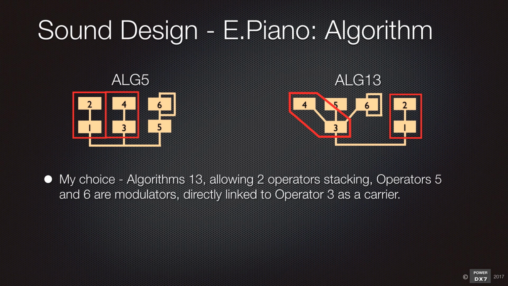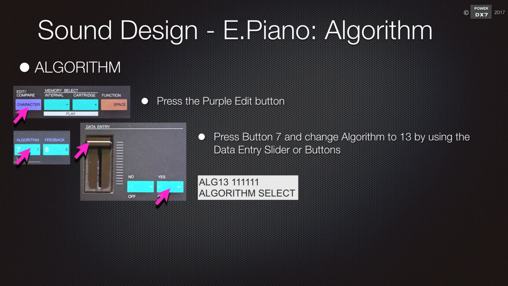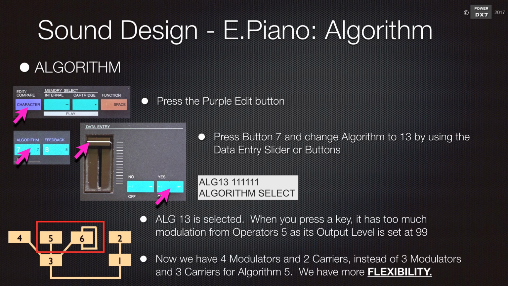As operator 6 for the original E.Piano patch has a sawtooth tone, algorithm 5 can be swapped easily with algorithm 13. We will use operator 5 for a hammer tone. Press the purple button, then press button 7 and change algorithm to 13 by using the data entry slider or buttons. After selecting, when you press a key, it has too much modulation from operator 5 as its output level is set at 99.